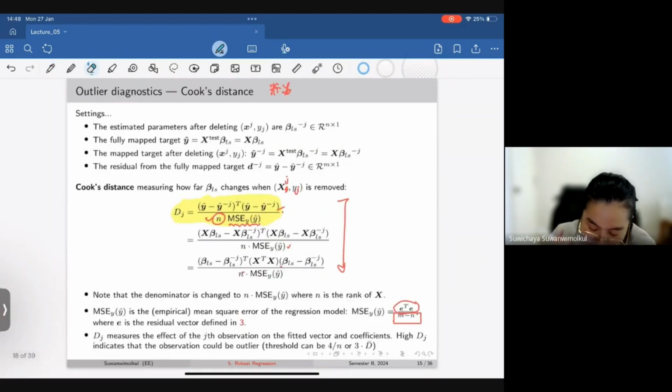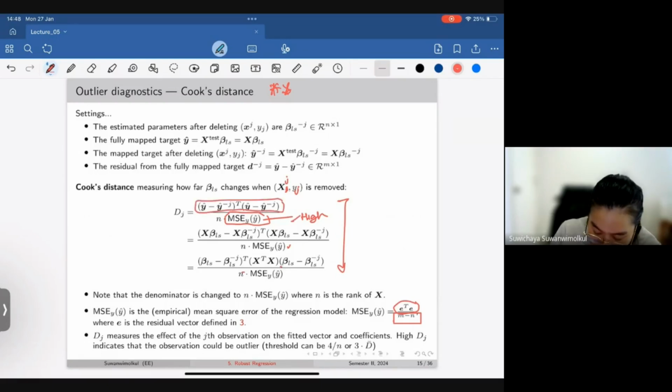Okay, let's go step by step. So that means that if you include some mean square error here, if your error is high, that means y hat will deviate a lot from your measurements. So this is a high value. But the question is how far that was when you compare this distance with the one above. So it's kind of like that.